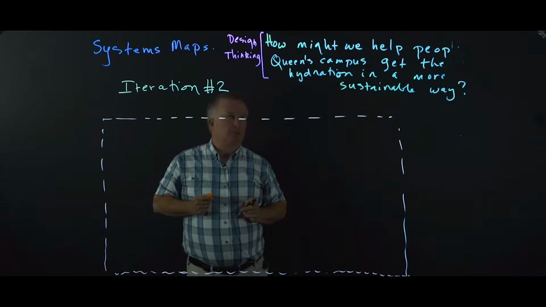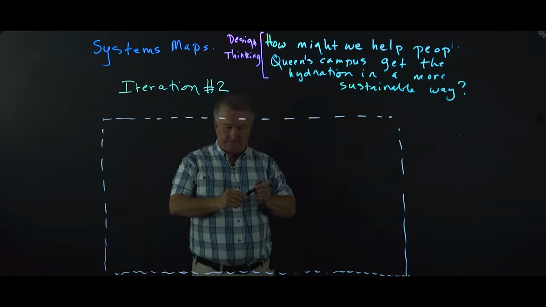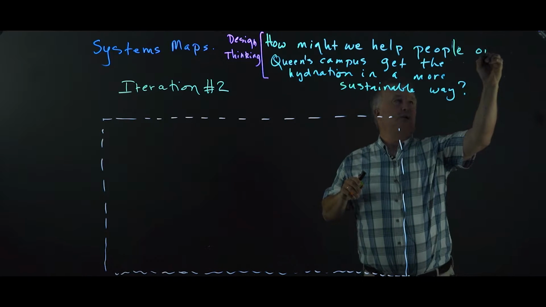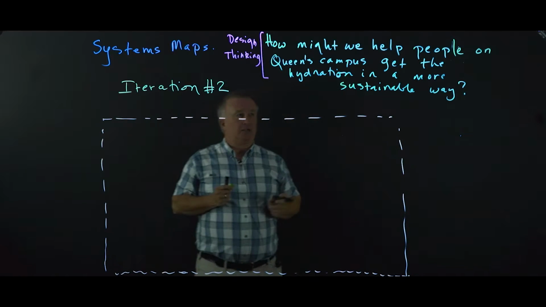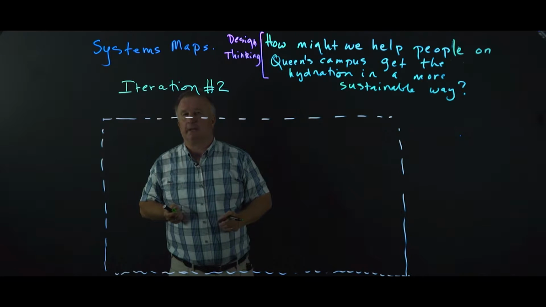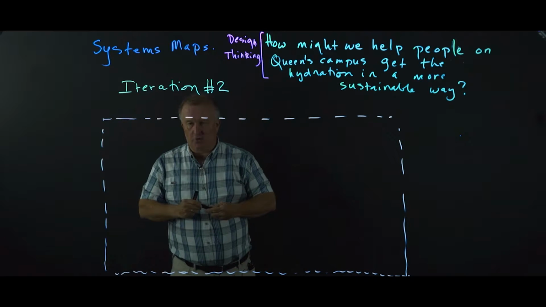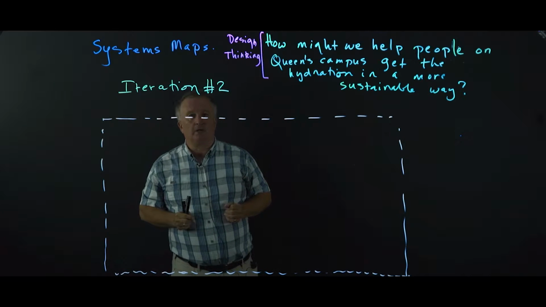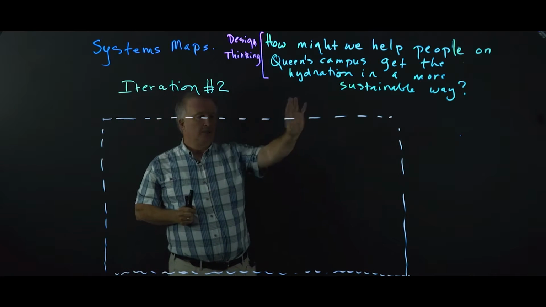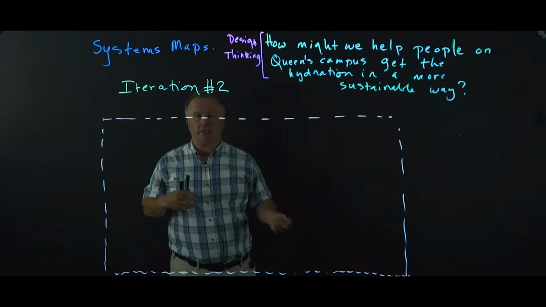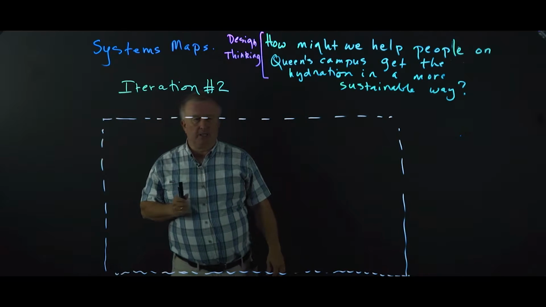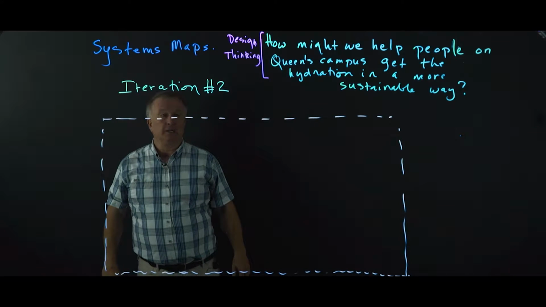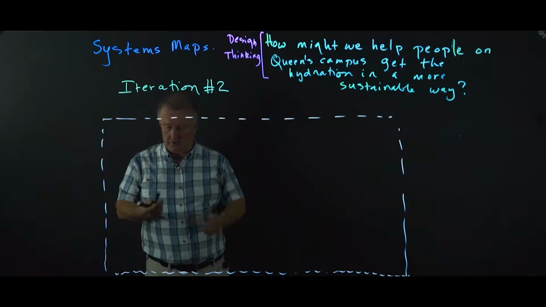Remember, the problem that we're trying to address is how might we help people on Queen's campus get the hydration that they need in a more sustainable way. Okay, and so in iteration 1, we had quite a lot of detail. I got to the point where I wasn't totally happy with the back end, almost too much detail, too much complication. But I also began to realize that I could organize the blocks and maybe collect them a little bit in a better way. And so that's what I'm going to do in iteration 2.